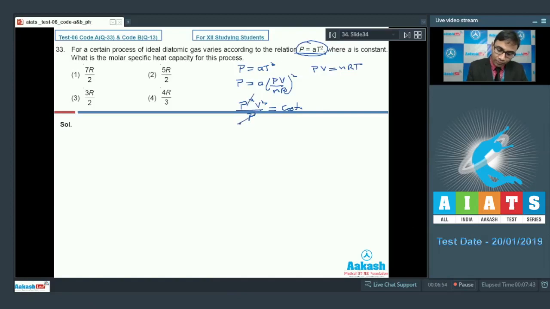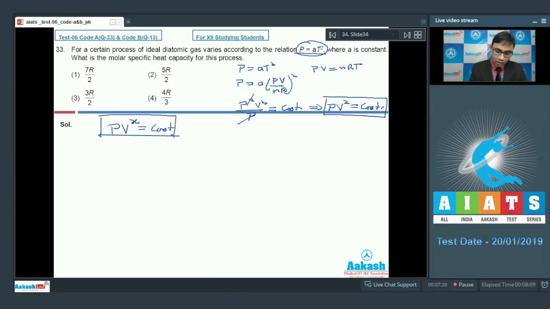So square and P will cancel out. So we can say that PV square will be constant. This is our modified equation, right? But we know that for any polytropic process, which is in the format of PV to the power x is equal to constant, for any process PV to the power x is constant, this is called the polytropic process.